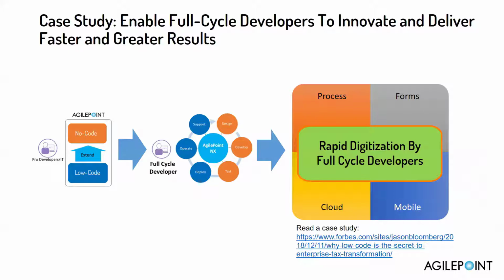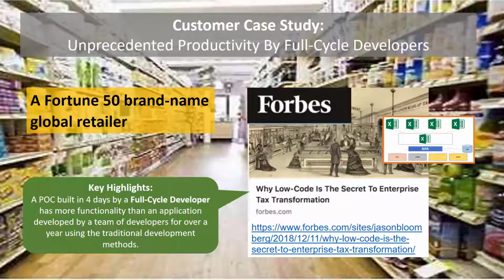Now, lastly here, I'd like to show you what can be done with AgilePoint in the hands of a true professional developer. And this story was so compelling, it was actually profiled by Forbes. In short, for a large Fortune 50 retailer that you probably are quite familiar with, in a 4-day period, a proof of concept was built by a single developer with more functionality than an application developed by an entire team of developers over the period of a year using traditional development methods. So it's a great read. I really highly recommend it. Either myself or Terry will send along this link post the webinar today.